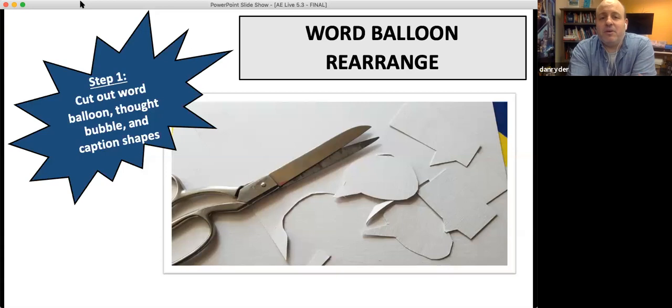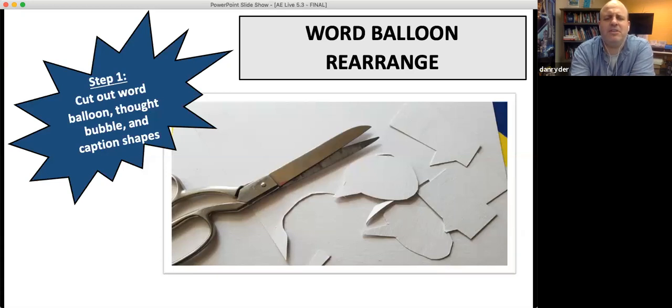So let's go through the steps of word balloon rearrange, and let's see how you could actually go about making a comic using just some parts and pieces of things that are lying around your classroom. Step 1 is take any piece of paper. I happen to use a piece of cardstock I had available, and you cut out a bunch of word balloons and thought bubbles and caption shapes, and just create a variety. You don't have to make a lot, just make a few.